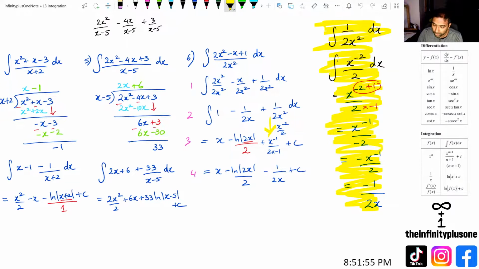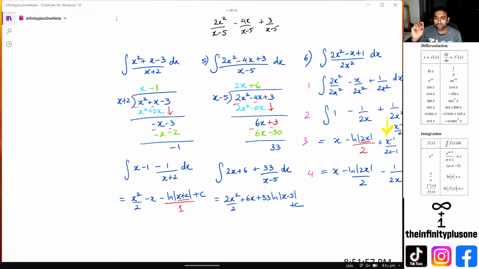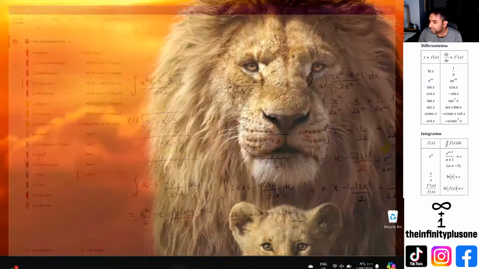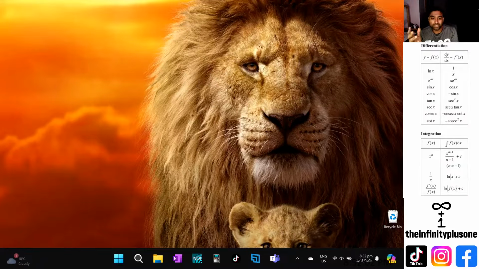On Sunday, we'll go through, what do we call it? We're going to go through, what's that thing? Integration by substitution. That's the one. We're going to go through that.